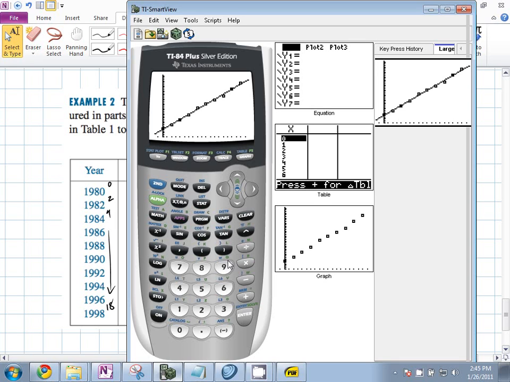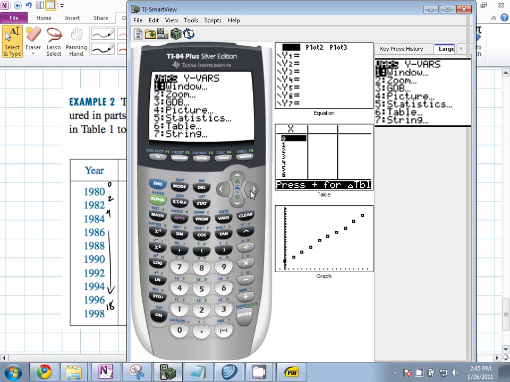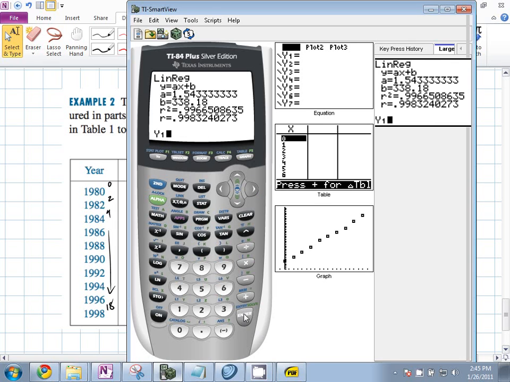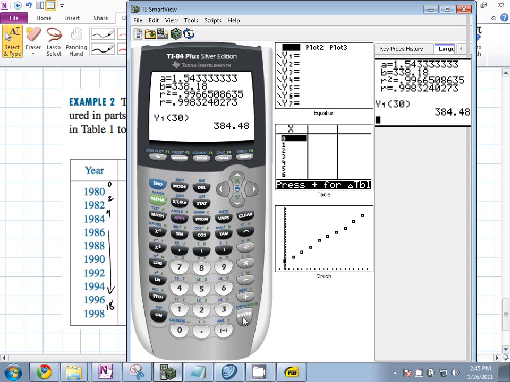What could I use this model to predict? This is the future, or from this data set, what is the future for this data set? Now if I go back to my main screen, and I do vars, y1, and I do parentheses 30, what am I doing? Going to 2000. What was your 0 on our table? 1980. So what's your 30? So I press enter on this, it's going to tell me parts per million of carbon in the atmosphere. That's what this model predicts.